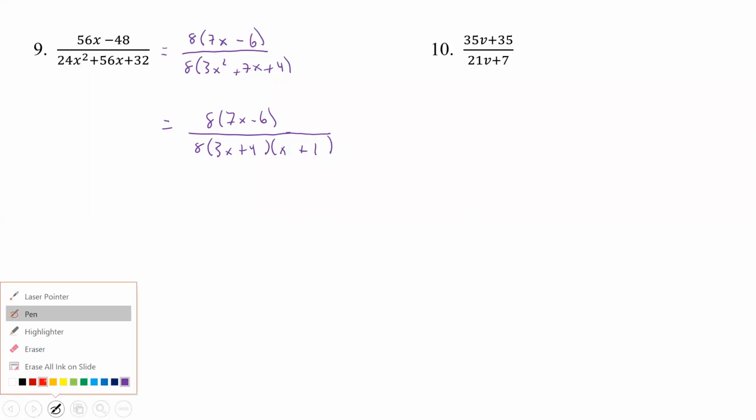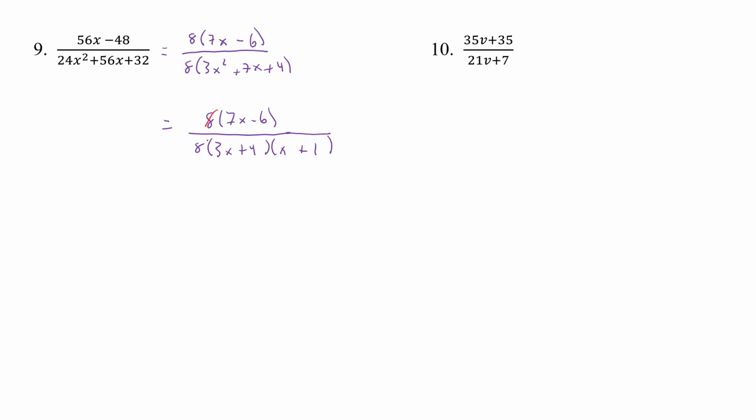Now, what can I cancel? Well, 8 cancels 8, nothing else. And so that one really, after that first step, was really all done, but we had to go ahead and factor to make sure. And so 7x minus 6 all over 3x plus 4 times x plus 1. And again, we'll leave it in factored form. That way we know that there's something we didn't miss later if we turn it in.